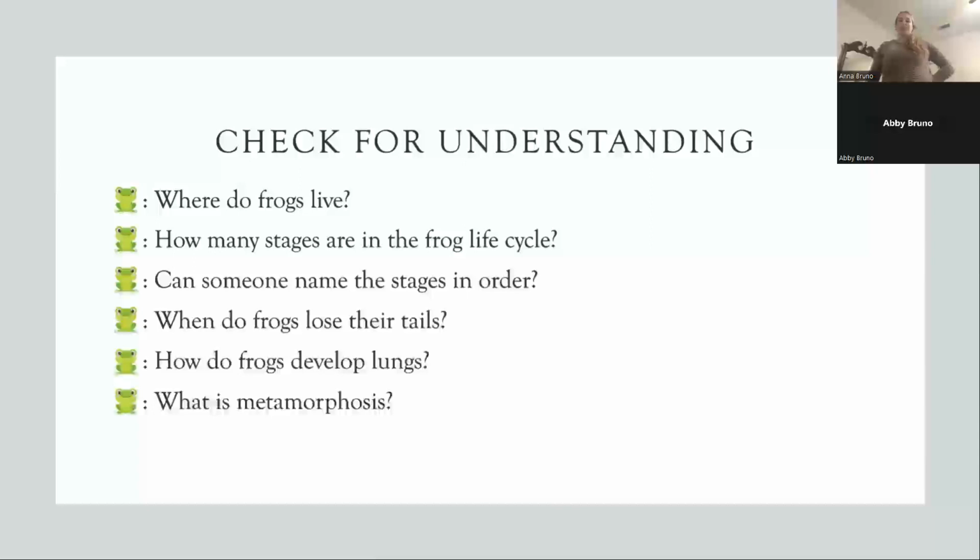And then, how many stages are in the frog life cycle? Five. Yes, five stages are in the frog life cycle. Can you name the stages in order? There's egg, tiny tadpole, tadpole, froglet, and adult frog. Good job. Yeah, all five stages are as follows and in that order, so good job.